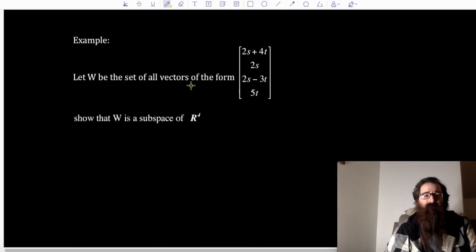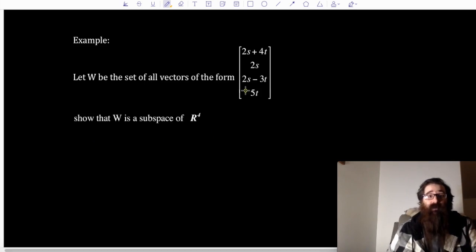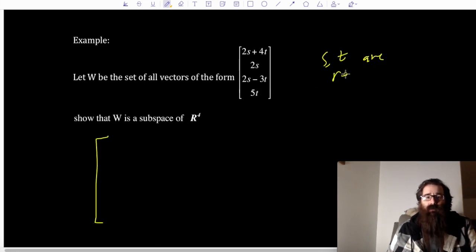Let W be the set of all vectors of the form. We have 4 entries. First entry is 2s plus 4t. Next entry is 2s. Next entry is 2s minus 3t. Last entry is 5t. Show that W is a subspace of R4. Let's build a spanning set. So what I can do is I can take this description of my vectors, and here we'd make a comment. We'd say, s and t are real numbers.